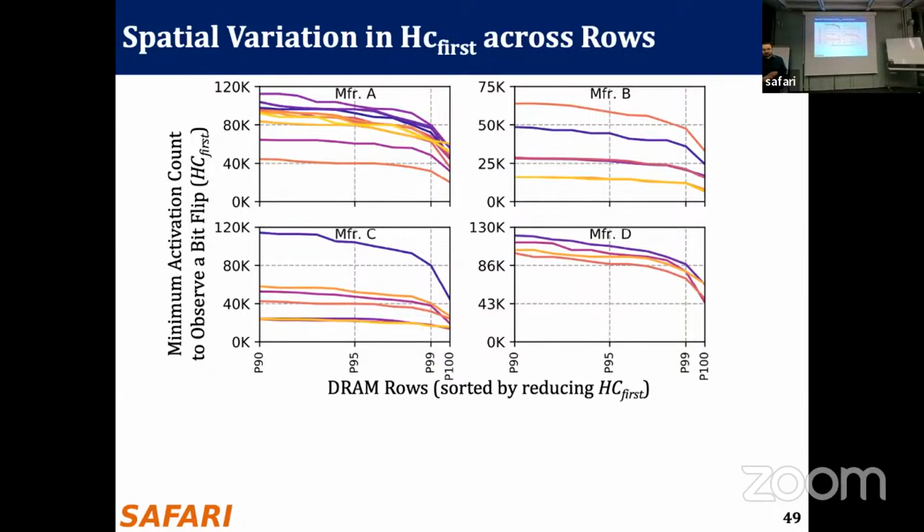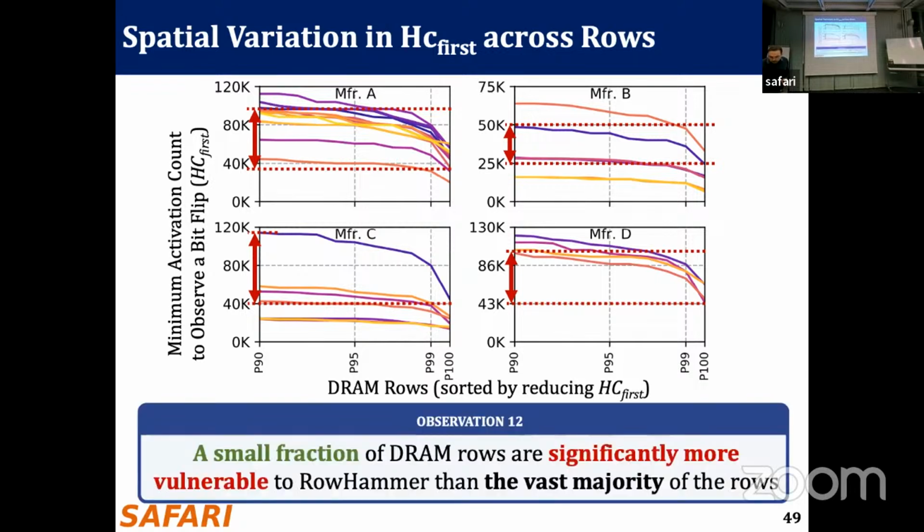So this is the same curve, but we only zoom into the last 10 percentile from P90 to P100 here, as HC first decreases. So this is the worst. This is the 10% of the rows where we observe the worst RowHammer vulnerability. And we still observe some significant variation, about 2x. And we observe that a small fraction of DRAM rows are significantly more vulnerable to RowHammer than the vast majority of the rows.